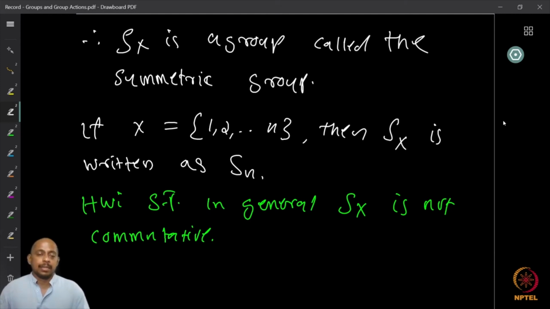Okay? Because most of the natural examples that we saw earlier were all commutative. Now, let us look at some group which need not be commutative. So, here is S_X, the symmetric group, the set of all permutations of a set, and this need not be commutative.